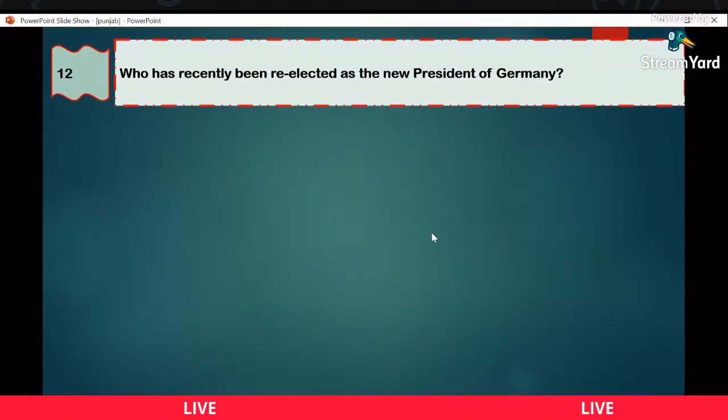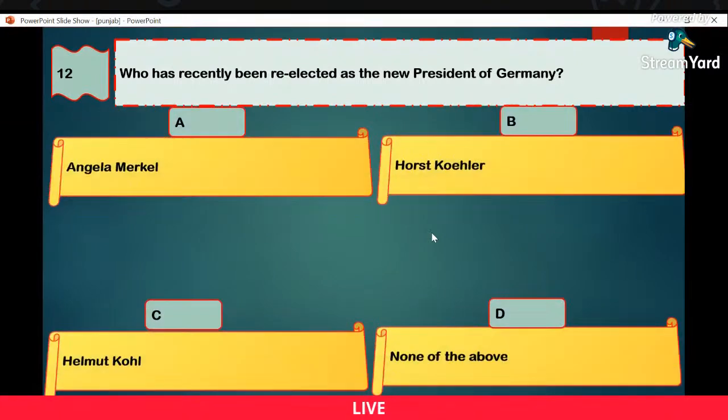Who has recently been elected as the new president of Germany? Actually, this is based on 2010. So you can give your answer according to 2010. Angela Merkel, Horst Koehler, Lehr, Helmut Kohl, none of the above.